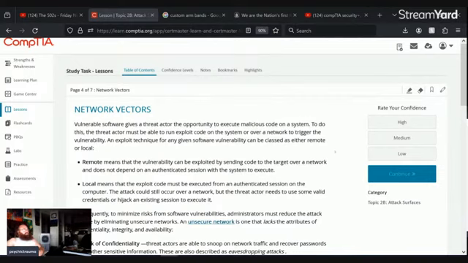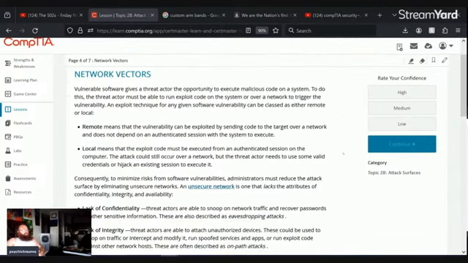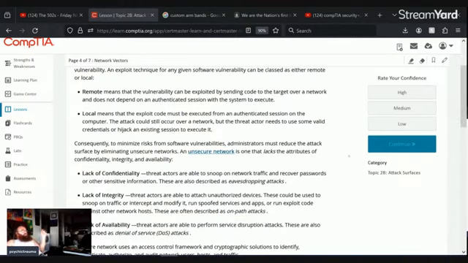Local means that the exploited code must be executed from an authenticated session on the computer. The attack could still occur over a network, but the threat actor needs to use some valid credentials or hijack an existing session to execute it. Consequently, to minimize risk from software vulnerabilities, administrators must reduce the attack surface by eliminating unsecure networks.